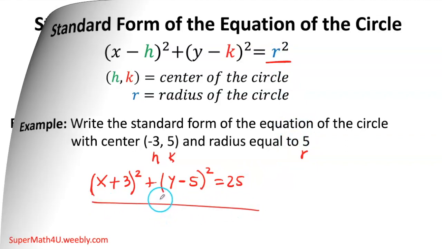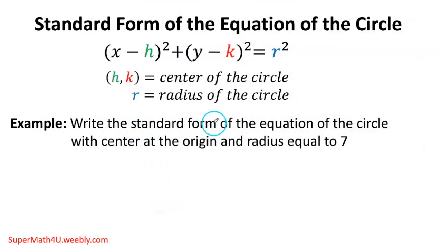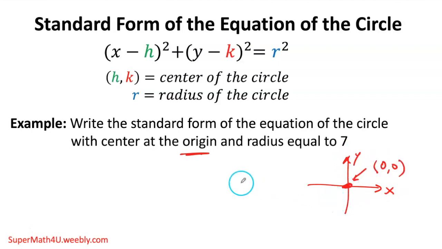Let's do another example. Now the question is, write the standard form of the equation of the circle with center at the origin. They just told me the origin. And radius equals 7. Now what does the origin mean? The origin is, remember, where the x and the y axis intersect, right? This is the origin. And the coordinates right there are 0, 0. So let me replace 0, 0. Your h value is this, and this is your k value.